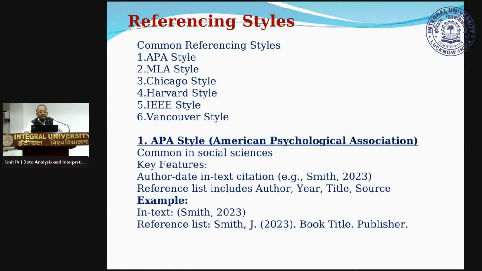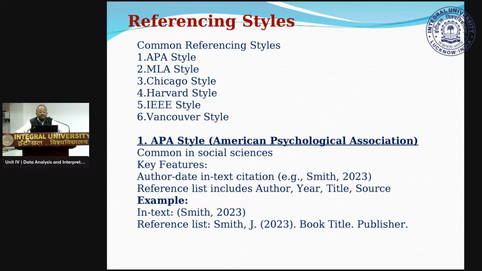There are certain referencing styles. Common referencing styles are APA, MLA, Chicago, Harvard, IEEE and Vancouver style. These are the different styles of referencing. Here I have explained the different styles with examples.